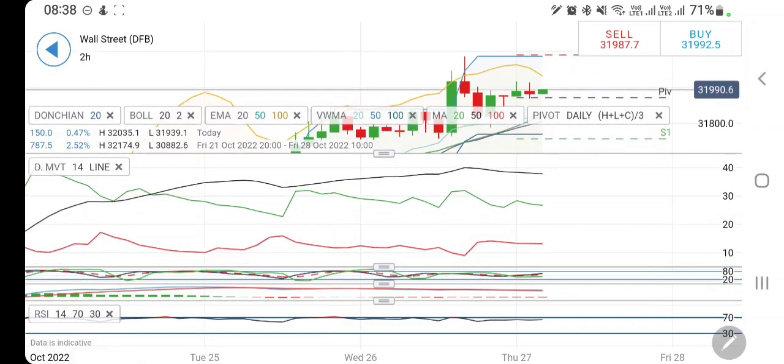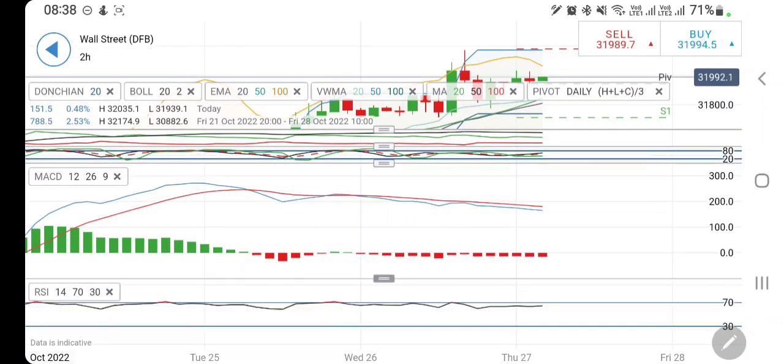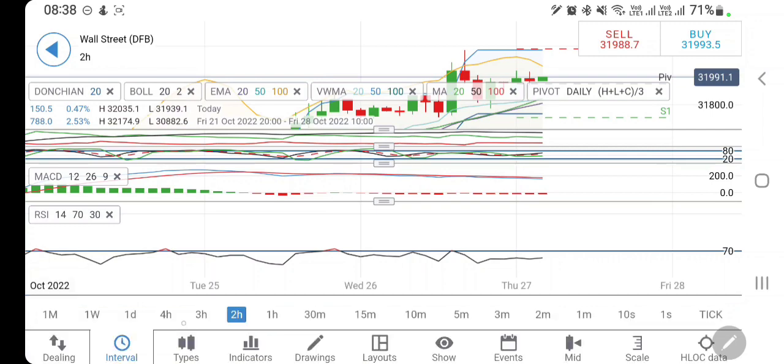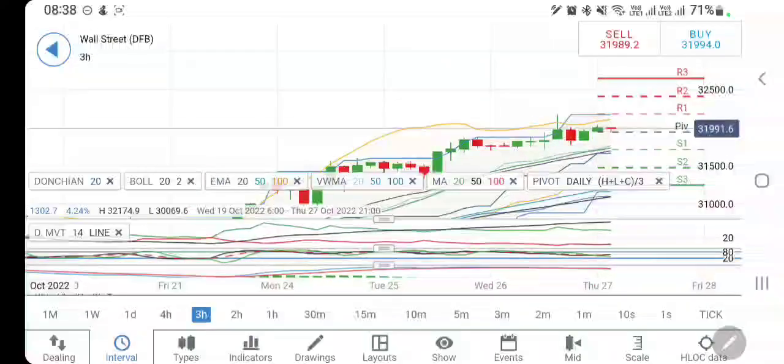The directional movement is bullish. The stochastic is looking upwards. The MACD is divergent and bearish. It is consistently trading in red, and the RSI is trading flat here. And if you look at the 3-hour charts.